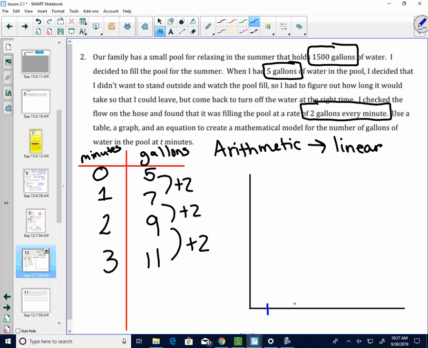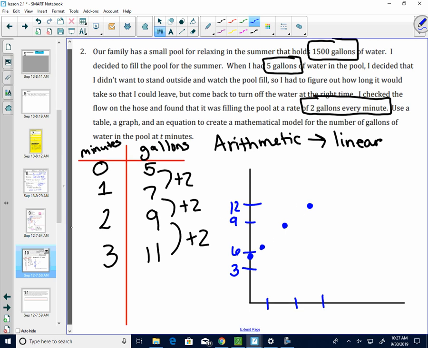So our graph, we would have minutes down here. We would have number of gallons of water going up the side. So at 0 minutes, we'll just count by 3s again to estimate. At 0 minutes, she had 5 gallons of water. 1 minute, it was 7, 9, and then 11. So these look like they should form a line, so that means we graphed correctly.